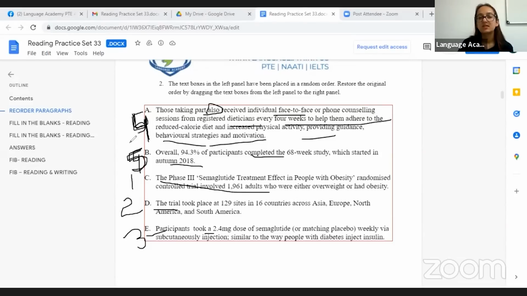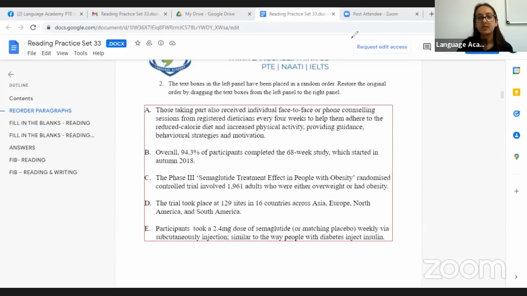So A and B is better than BA, right? All good with this one now? C, D, E, A, B. Yes. Right.